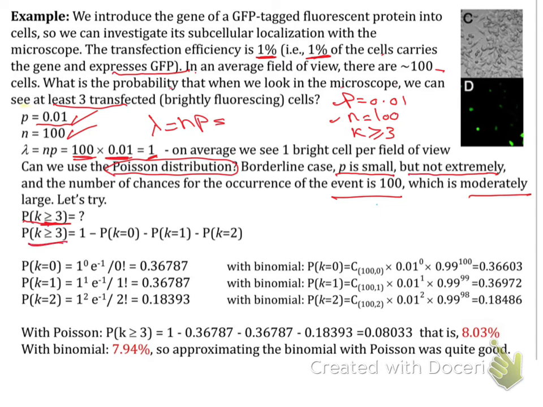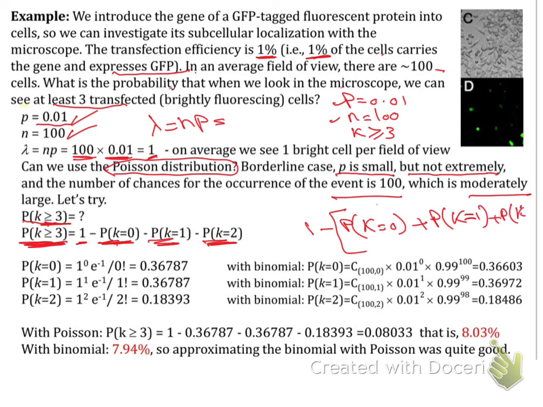Okay, so the probability of k greater than or equal to 3 will equal 1 minus the probability of k equals 0, minus the probability of k equals 1, minus the probability of k equals 2. Or 1 minus the probability of k equals 0 plus the probability of k equals 1 plus the probability of k equals 2. I distributed the negative inside the bracket just for you to understand.